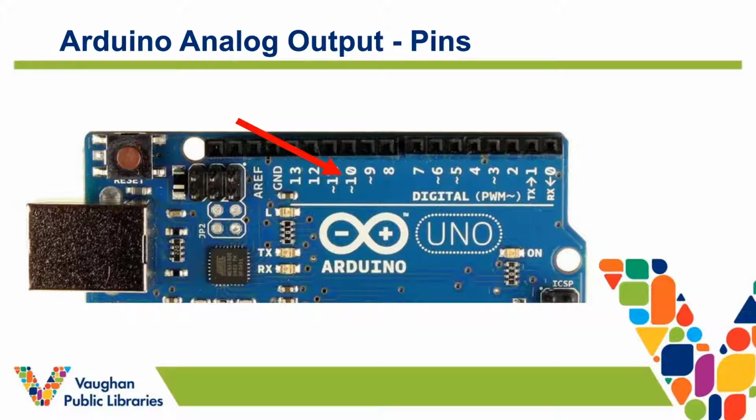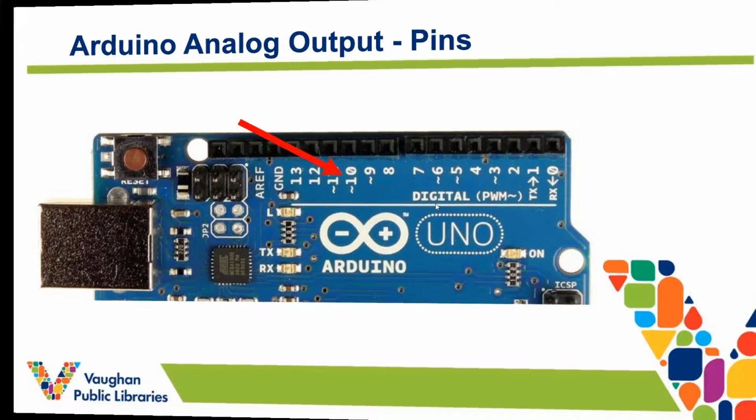If you look at these pins, close to some of them, we have a sign like tilde or wave sign. This starts from number 3, then 5, 6, 9, 10, and 11, 6 pins. At this moment, we just need to know that these pins can be used for analog output too.